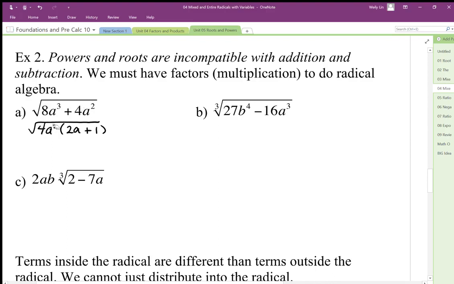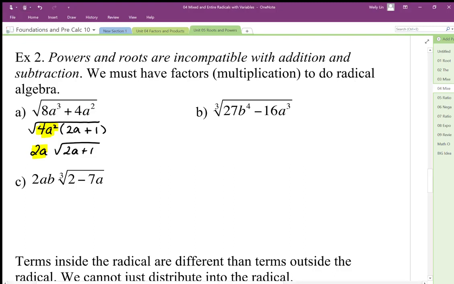This 4a squared is now a times. Now we can apply radical algebra. I can now square root that into 2a, and I'm left with 2a plus 1. Okay, and there's nothing I can do there. So again, it's important to recognize that this 4a squared is a factor. It's connected with times. This 4a squared is not a factor. It's connected with plus. We cannot square root here, but we can square root here.